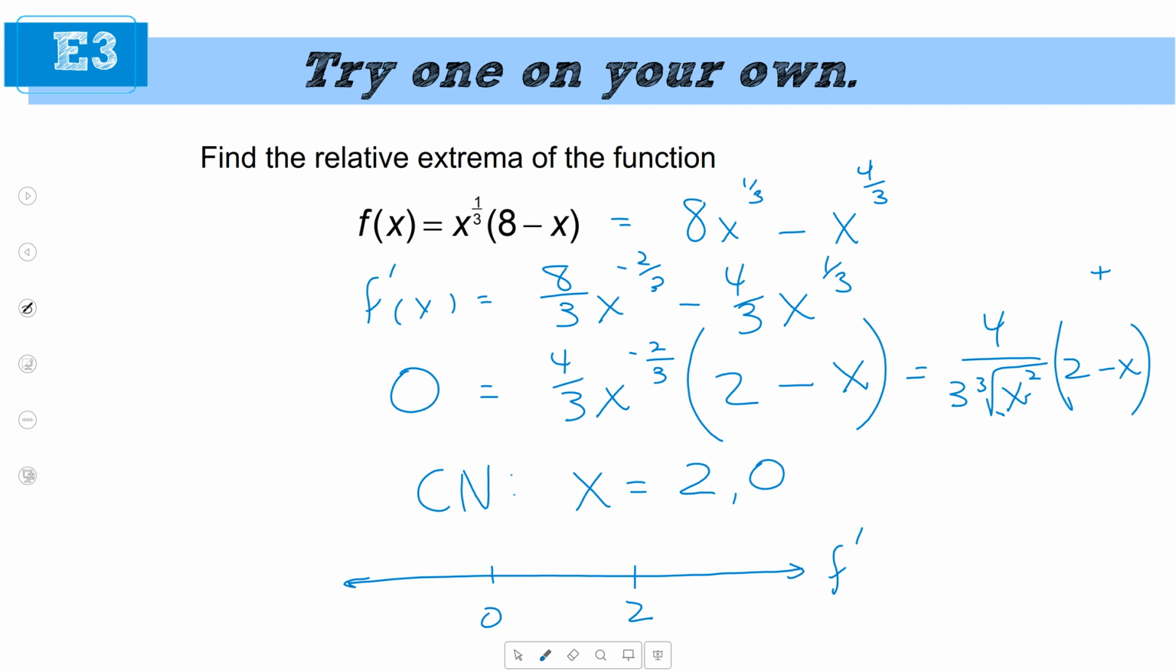It's just 4/3. Well, all we care about is positive or negative. Positive? Positive. Positive. Increasing. That's supposed to be, that looks like a 4.